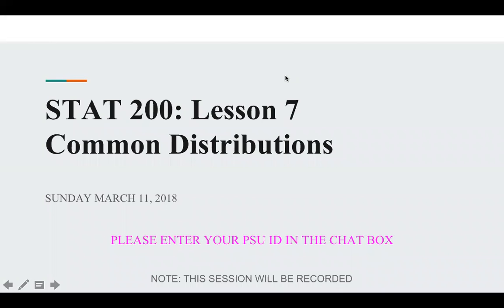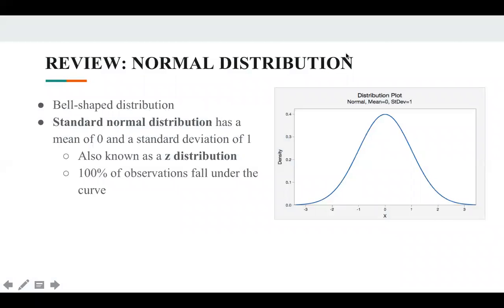Distributions. All right, so first a review of the normal distribution. It's a bell-shaped distribution with a mean of 0 and a standard deviation of 1. Shown on the right, you see the mean and the standard deviation, and you see that most of the statistics are in the center of the distribution, and then there are some on the edges. It's also known as a z-distribution, and 100% of the observations fall under the curve, which just means that there are no observations outside of the curve here.